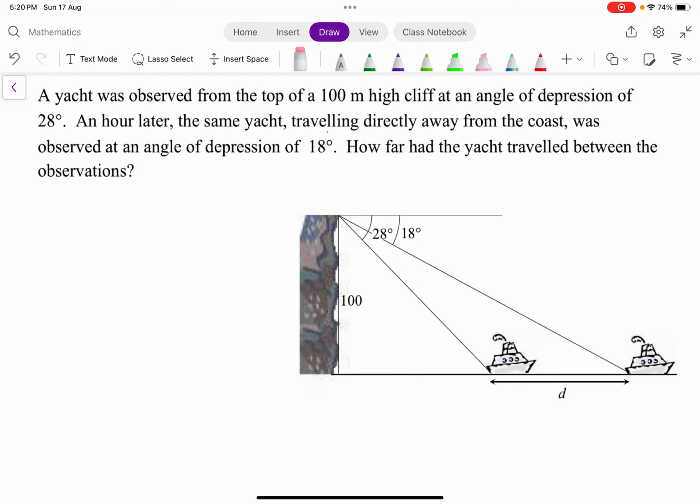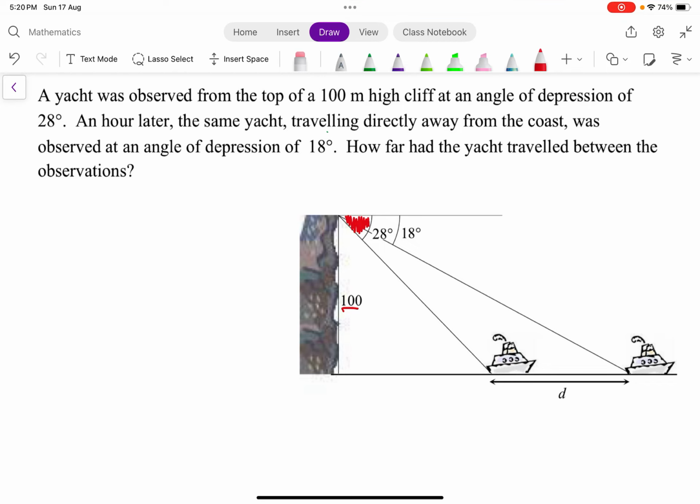Now today we are going to solve a question that is related to angle of depression. Now let's try to understand the question. It says that a yacht was observed from the top of a cliff which is 100 meters away, and it has an angle of depression of 28 degrees.